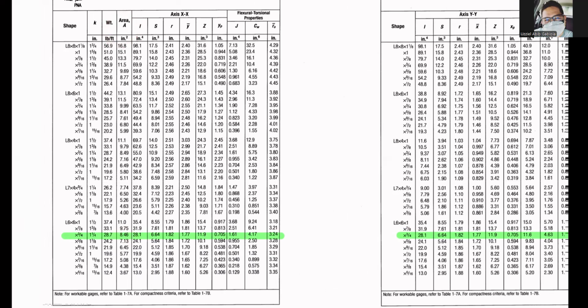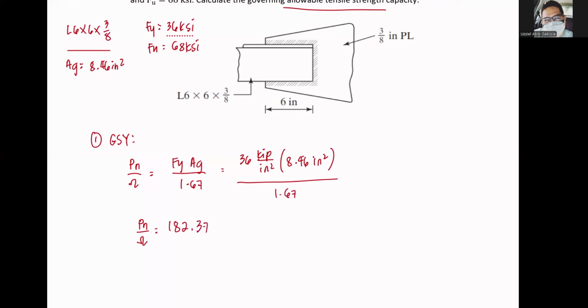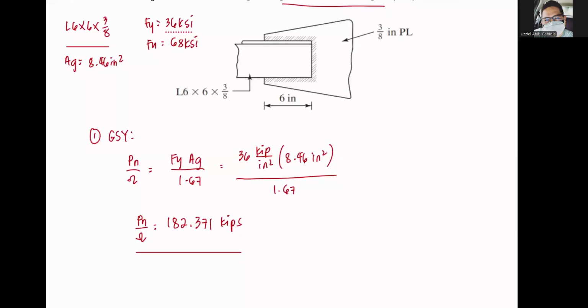So we have here 8.46. Okay, so we have Fy, that is 36 kips per inch squared, multiplied by 8.46 inches squared over 1.67. So Pn over omega for GSY is 36 times 8.46 over 1.67. That is 182.371 kips. Okay, that is for GSY or gross section yielding.